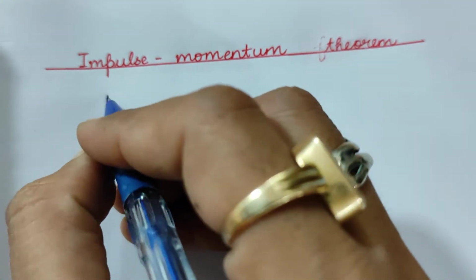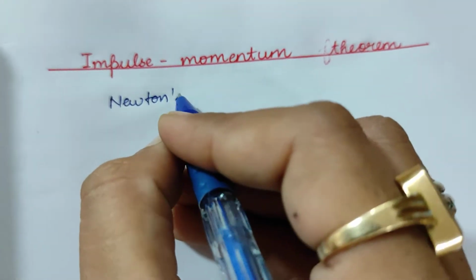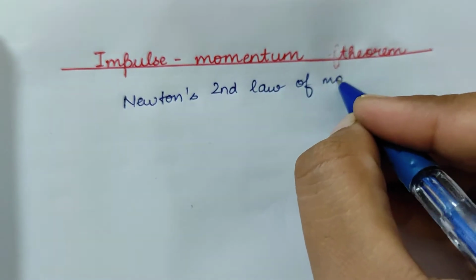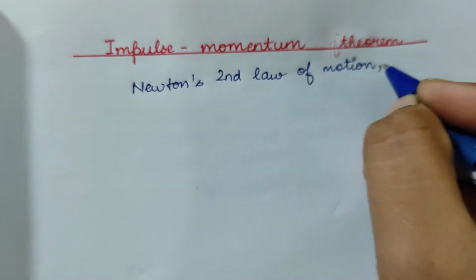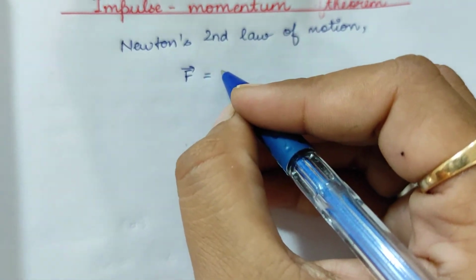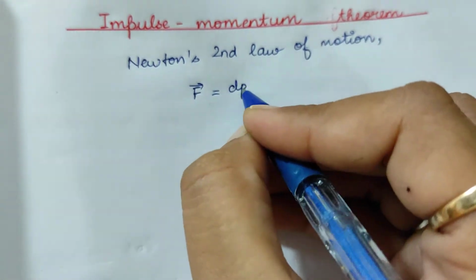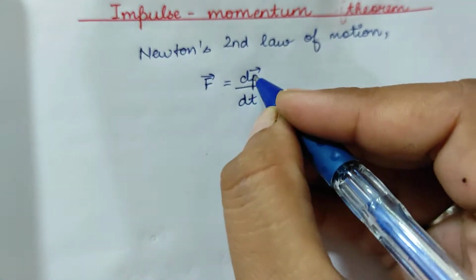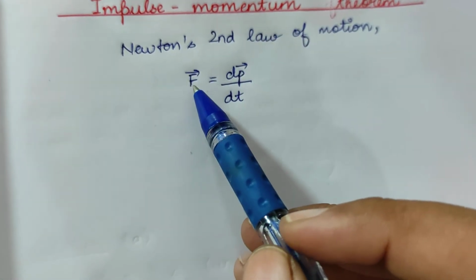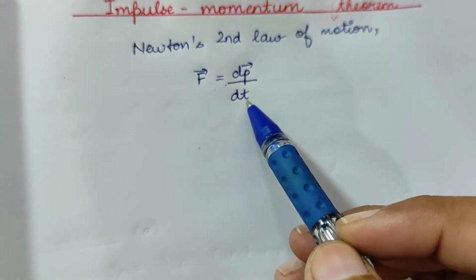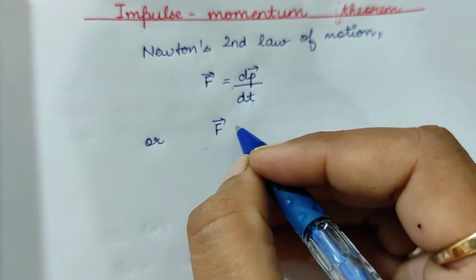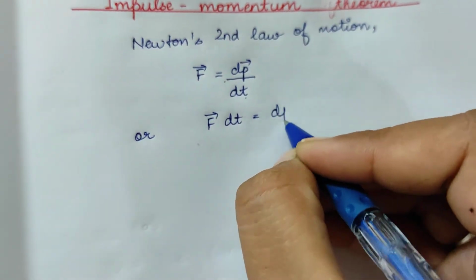Now by Newton's second law of motion, we know that the applied force F vector is equal to the rate of change of momentum. And how do we write it? dp by dt, where p is the momentum. So according to Newton's second law of motion, the applied force F is equal to the rate of change of momentum. Fine. Or if we rearrange it, we can write it as F dt is equal to dp.